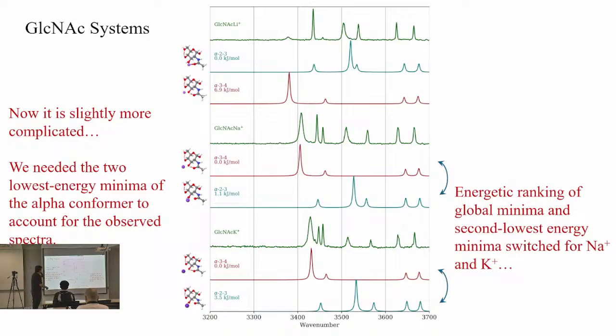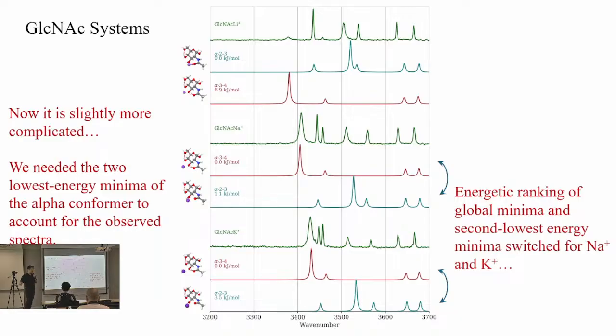And just to give you a short summary of what happened here, we needed 2 conformers to account for the observed spectra, and they're not similar at all with each other, because for the first one the global minima is the blue, but for the sodium and potassium, the global minima became magenta. I think it's magenta. Yeah. So there's a bit of a shake-up in the energetic ranking in the trend. So from here, we know it's not as simple as galactose, right?